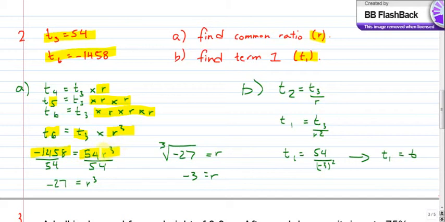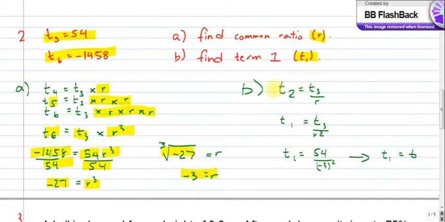Now we want to solve for r, so let's first get rid of everything else on this side. So let's get rid of the 54. Divide both sides by 54. You get negative 27 equals r cubed. How do we get rid of the cube? You have to cube root it. So when you cube root negative 27, you get a ratio of negative 3. That means you multiply by negative 3 each time.